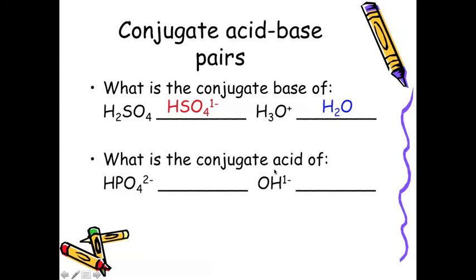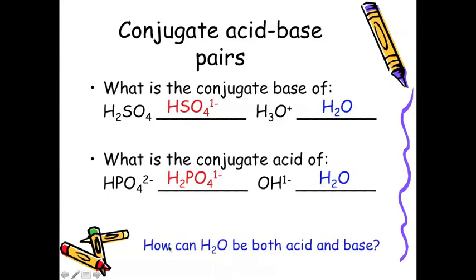So another one. What is the conjugate acid of HPO4 2 minus? Pause the video, try to figure it out. Okay, you're done pausing. It is H2PO4 1 minus. This says conjugate acid. That means instead of losing a hydrogen, it had to gain one. That's why we have H2 here. OH minus gained a proton, so we should have H2O, and there you go.